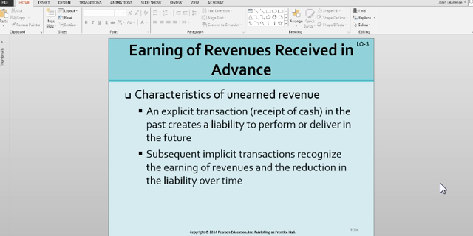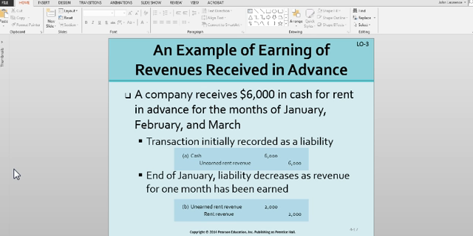Subsequently to that, there'll be some implicit transactions that happen, i.e. when you deliver on your promise for whatever good or service it relates to. That's an implicit transaction. There's no specific paperwork showing that it happened, but the passage of time would allow you to do it, and in turn, you'll record the revenue.